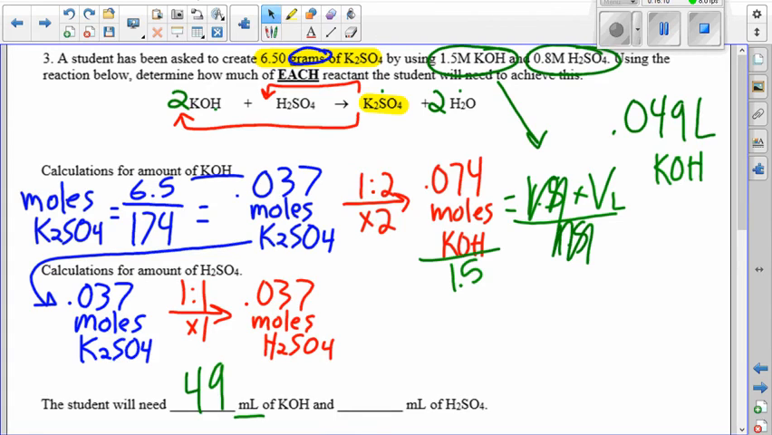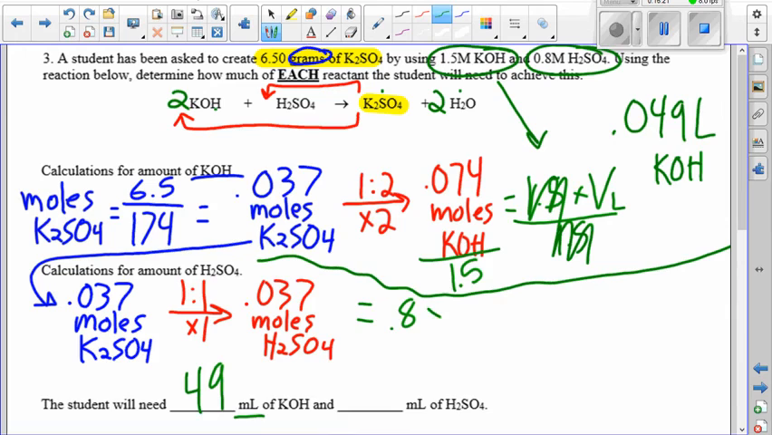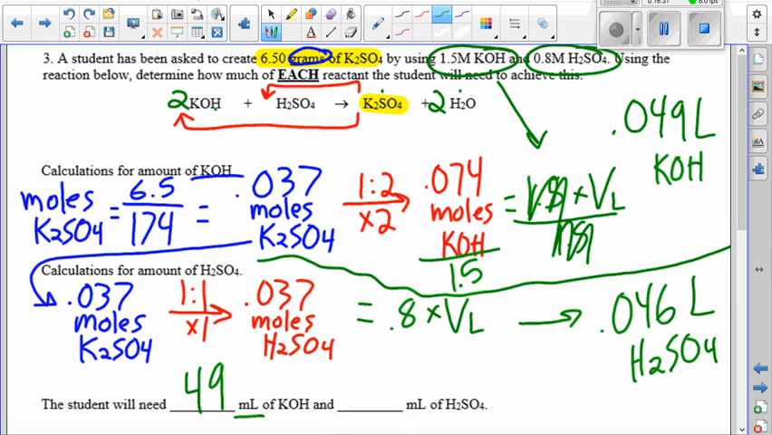Similarly to last time, we'll set this equal to the molarity times the volume. In this case, the molarity of H2SO4 is 0.8. I'll draw a little squiggly line to kind of keep these guys separate. Times the volume in liters. If we divide both sides by the 0.8, we'll find that we need 0.046 liters of the H2SO4. And of course, because my glassware isn't that big in my drawer, I'll convert this back into milliliters, as the problem asked me for. So I need 46 milliliters of H2SO4.